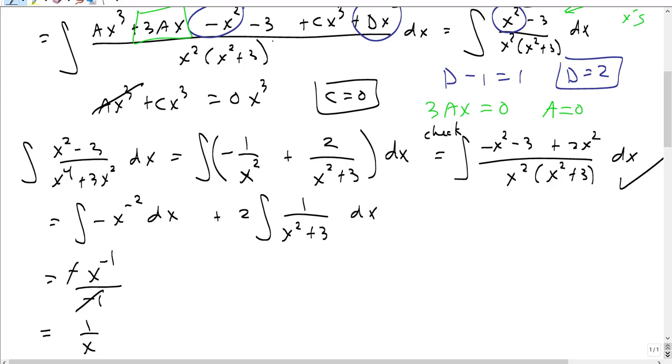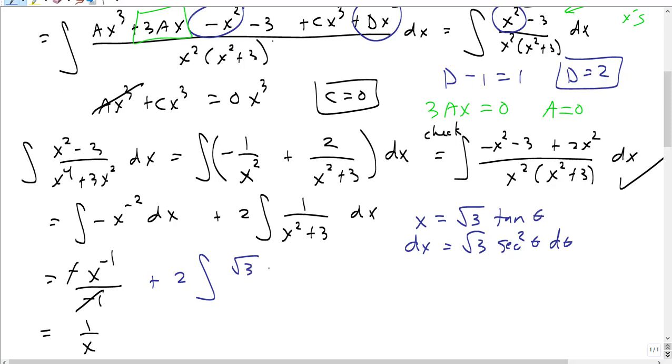But I'm going to do it with trig sub. I want x squared plus 3 to be a nice thing. Tangent squared plus 1 is secant squared. I'm going to use x equals square root of 3 tangent of theta. Dx is square root 3 secant squared of theta d theta. So this whole thing becomes 2, and up top we have root 3 secant squared of theta d theta.